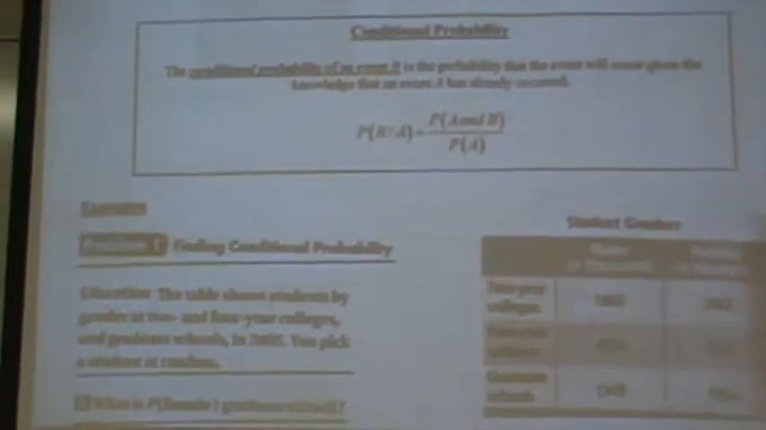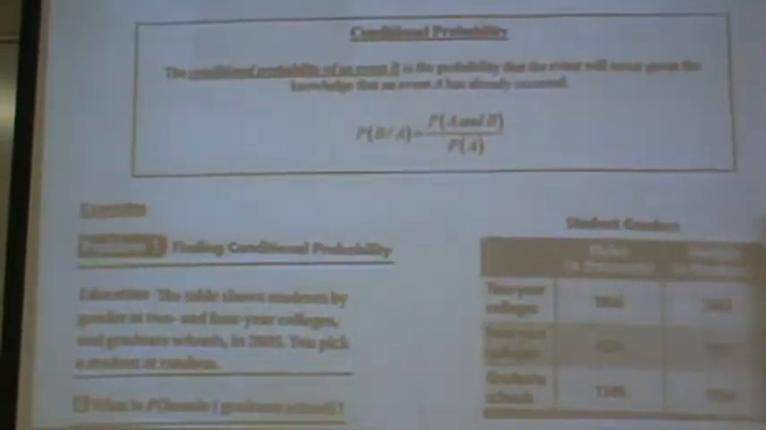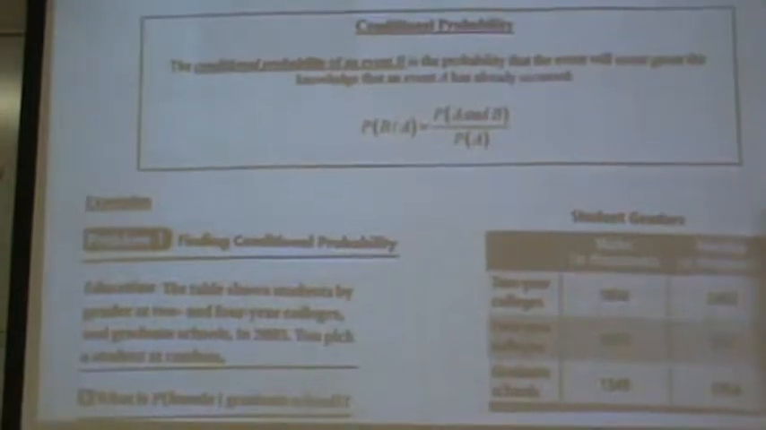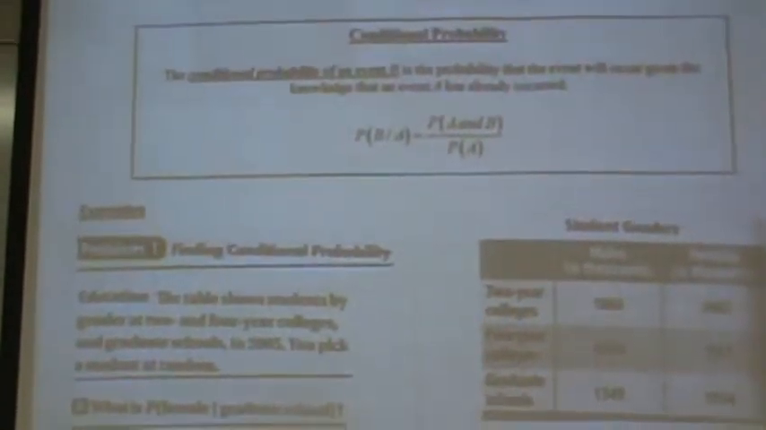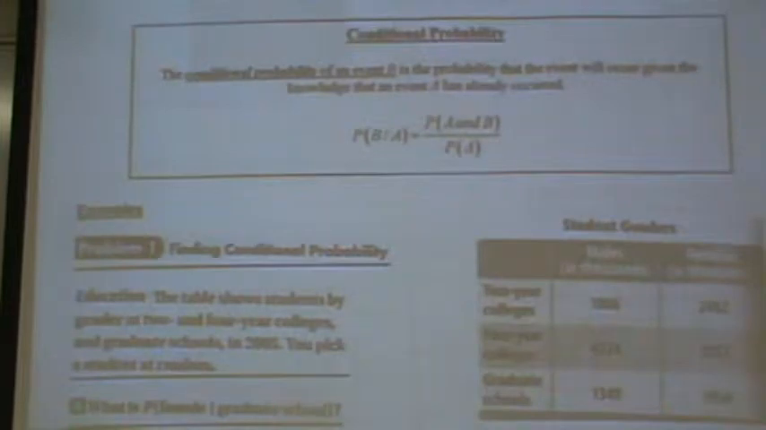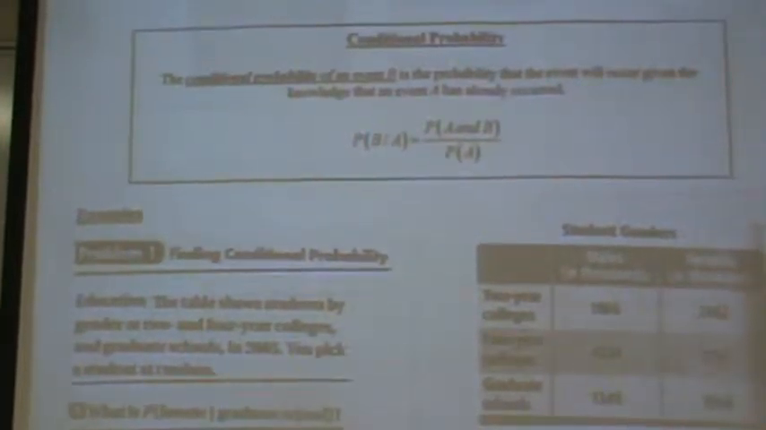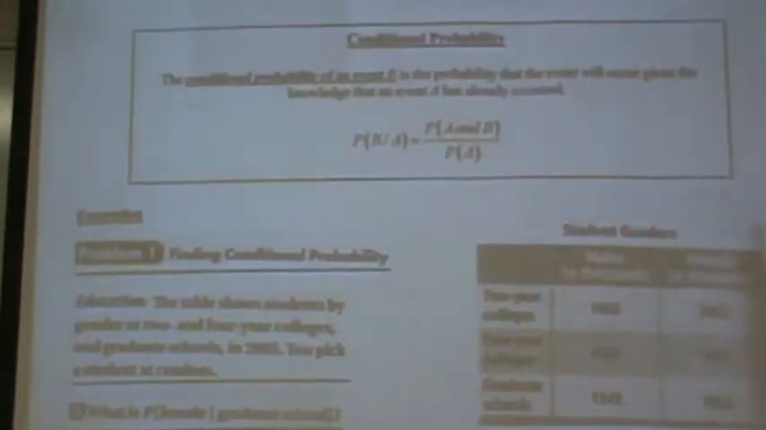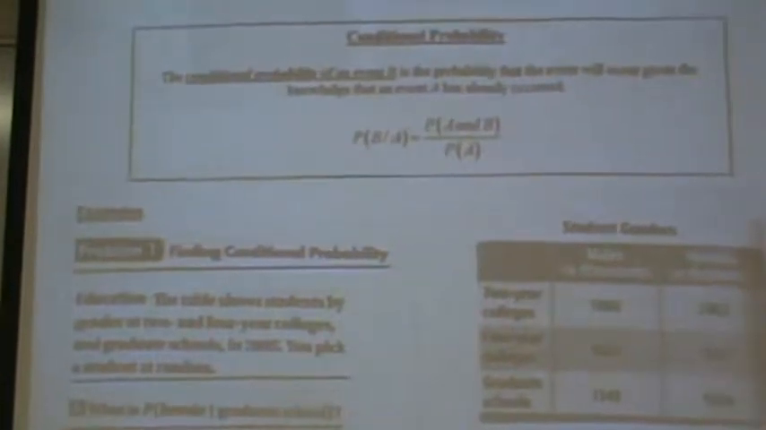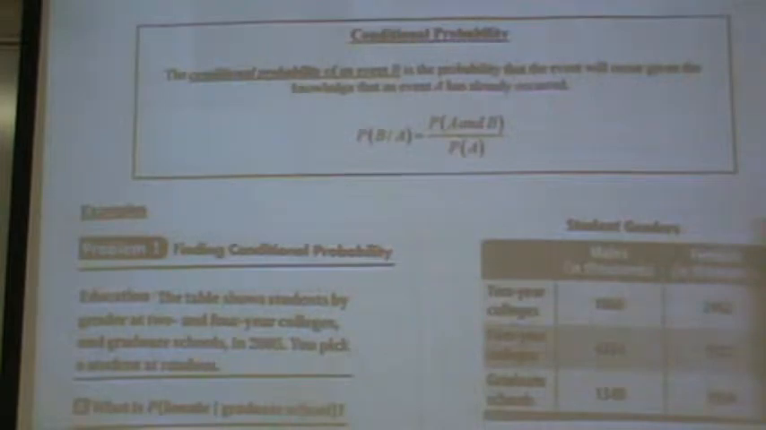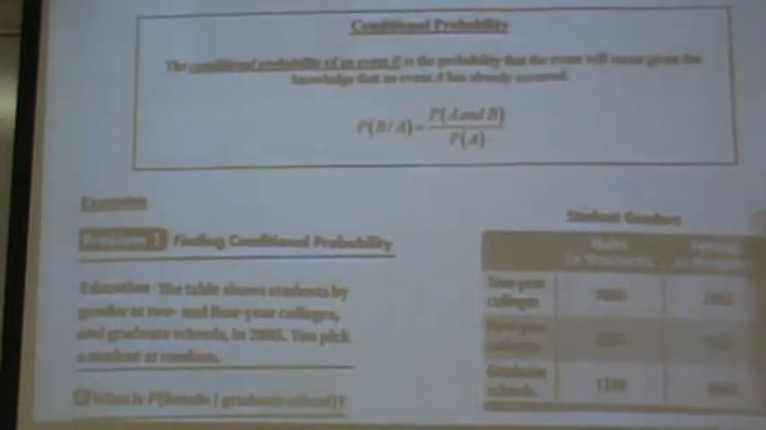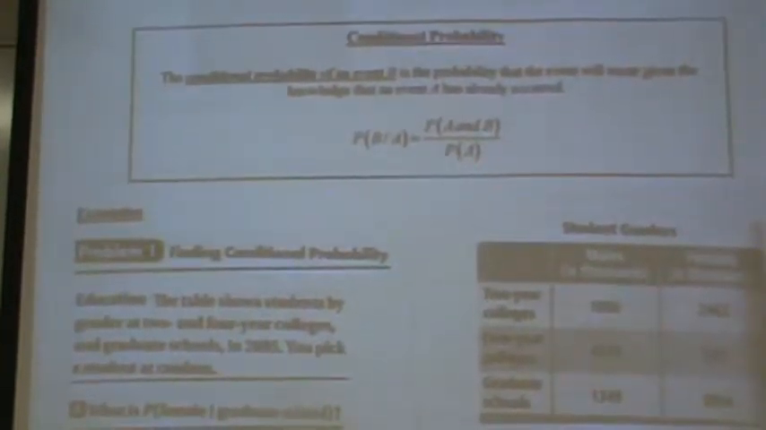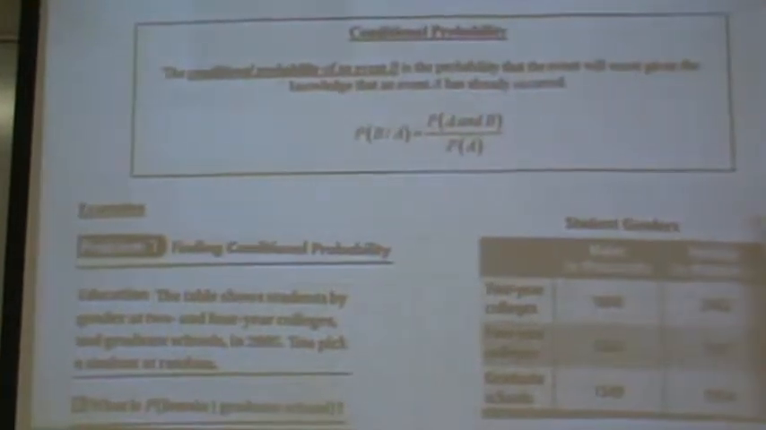Okay, so today we're going to talk about section 11.4, which is conditional probability. It's the last probability that we're going to talk about in this chapter. Conditional probability is defined as the probability that an event will occur given the knowledge that an event A has already occurred. So given that one event has already occurred, we want to find the probability that a second event will occur.